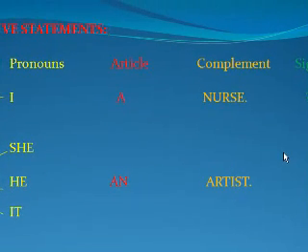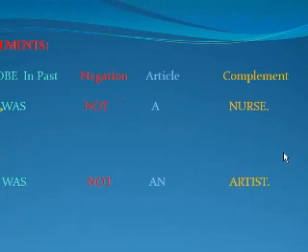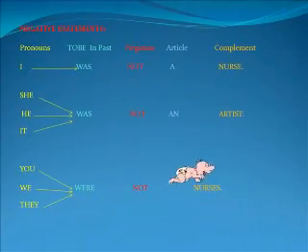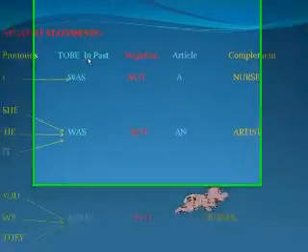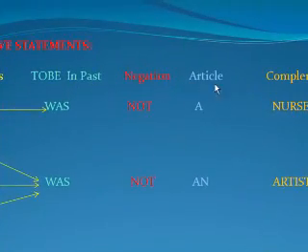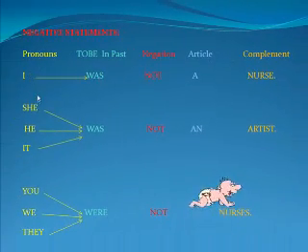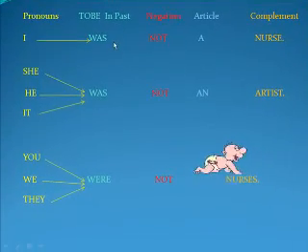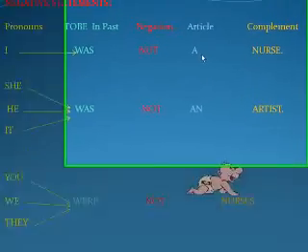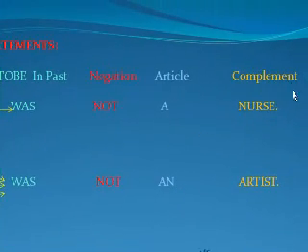Negative statements. Pronouns, to be in past, negation, article, complement. Pronouns: I, she, he, it, you, we, and they. To be: was, were. Negation: not. Article: a and an. Complement: nurse, artist, nurses.